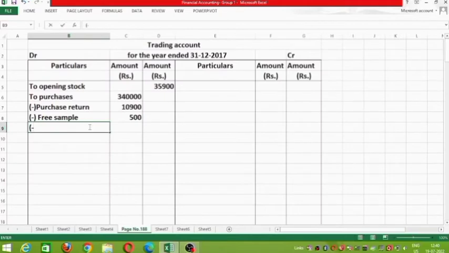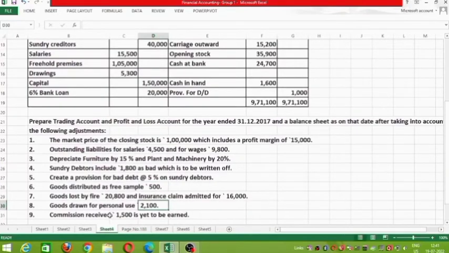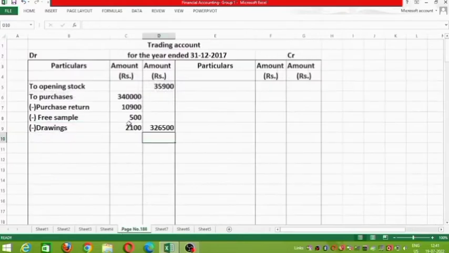Next, one more adjustment we need to deduct from this. Drawings, the amount is 2,100, which is given in the 8th adjustment. The difference amount we need to write in the outer column.